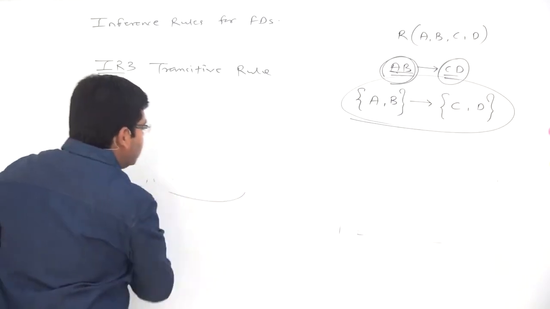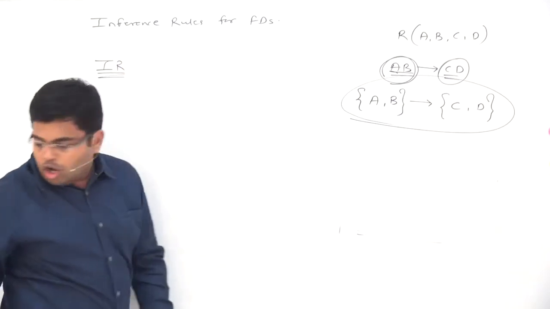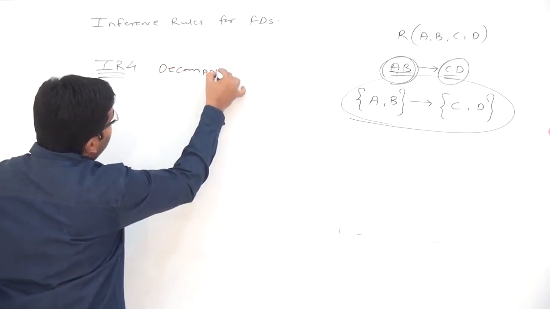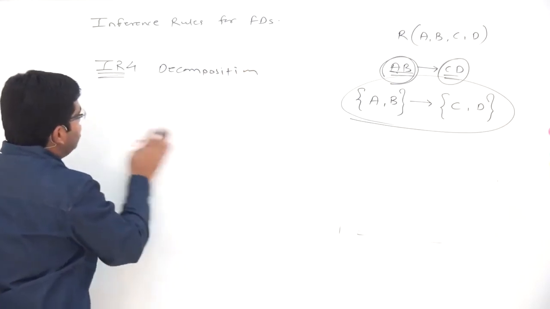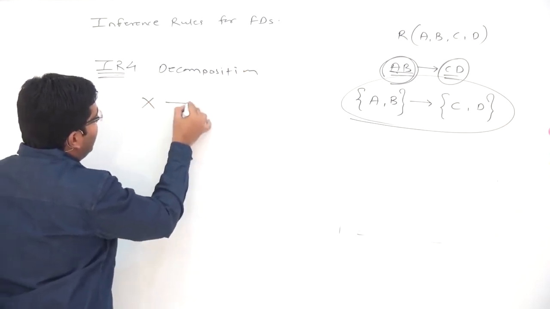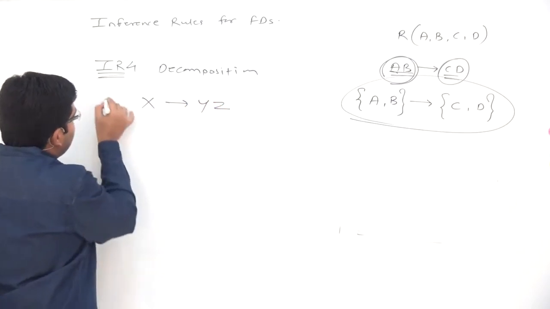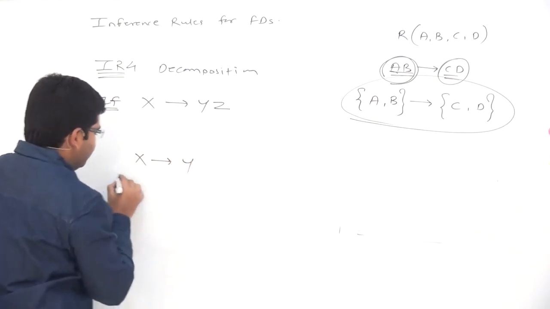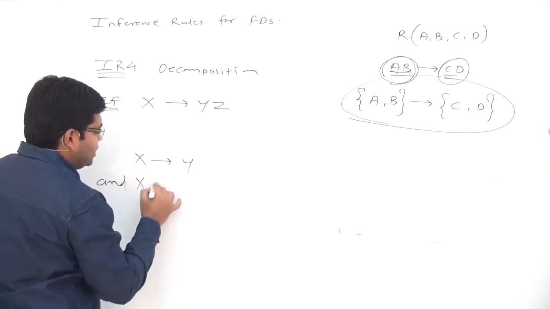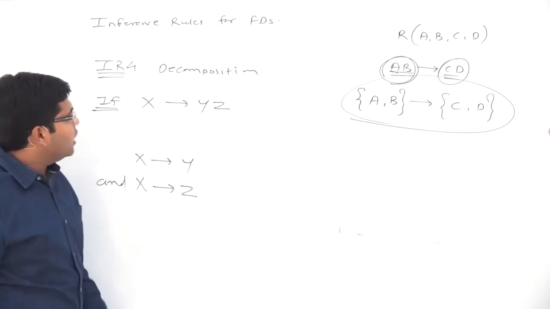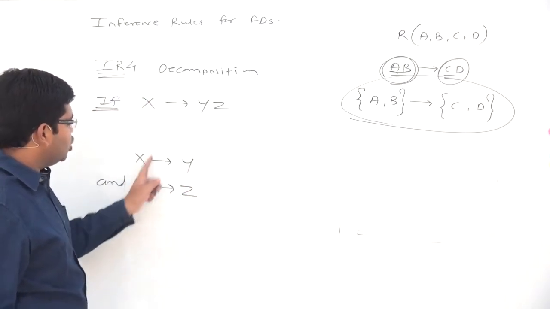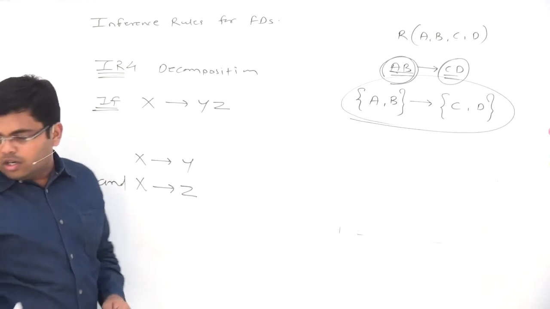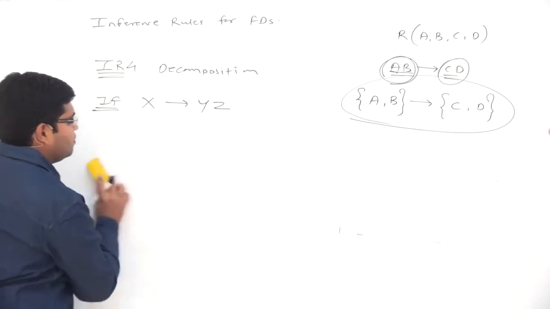Now the next rule is called the decomposition rule, IR4. And what is that rule? Whenever you have X gives YZ, then you can write down X gives Y and X gives Z. So from X gives YZ you can write down X gives Y and X gives Z. Now let us see how this particular rule can be inferred from the first three rules.